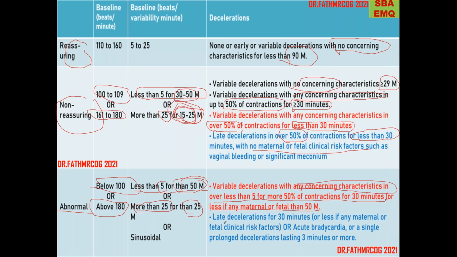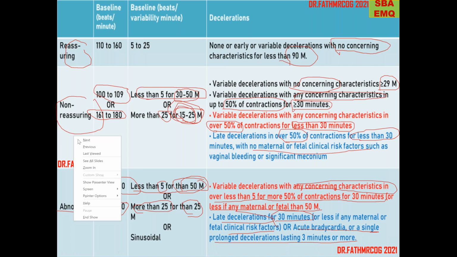Late deceleration for 30 minutes or less, if there's maternal or fetal clinical risk, or the patient is high risk, or acute bradycardia, or a single prolonged deceleration lasting 3 minutes or more, so the late will be classified as abnormal. So this is very important to classify the CTG as normal, suspicious, or pathological.